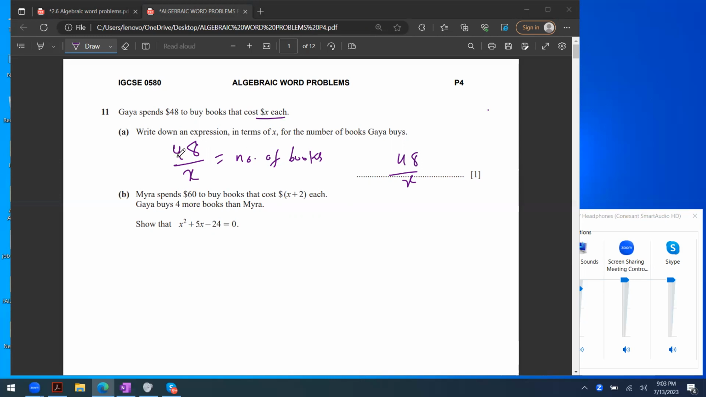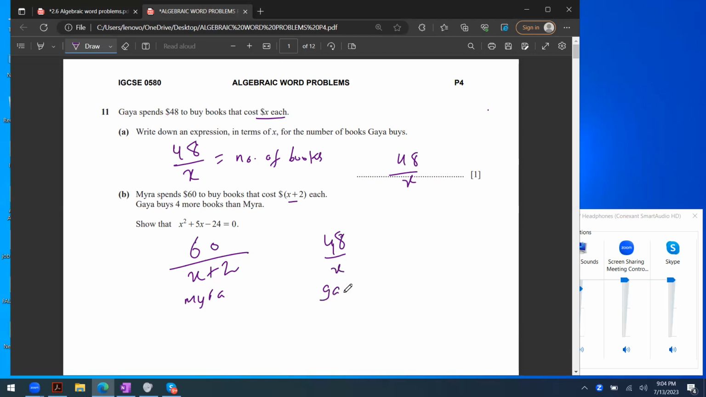All right, now the next one. I hope part A is no problem. Mira spent 60 to buy books that cost x plus 2 each. This is a little different from part A. We need to write an expression for how many books Mira buys. It is 60 divided by x plus 2, because the cost is now x plus 2, so we divide 60 by x plus 2. This is the number of books that Mira buys, and Gaya buys 48 over x.